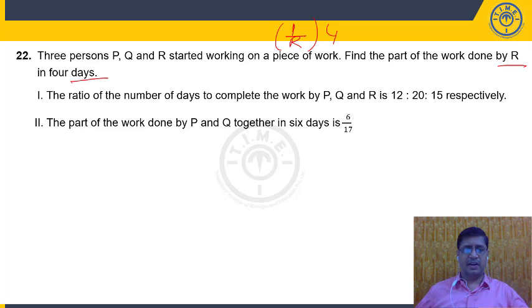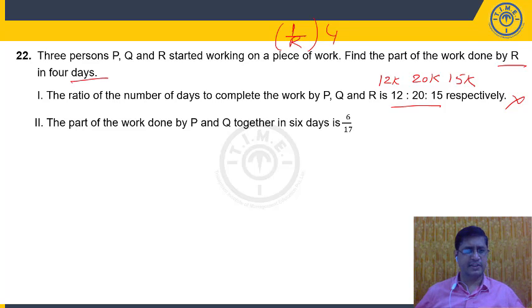The ratio of the number of days to complete the work by P, Q and R is 12, 20 and 15 respectively. So this is the ratio. It is not the number of days, it is the ratio of the number of days. What is the actual number of days? It is 12k, 20k and 15k. K is a constant multiple. So what is the conclusion? 1 alone is insufficient to answer.